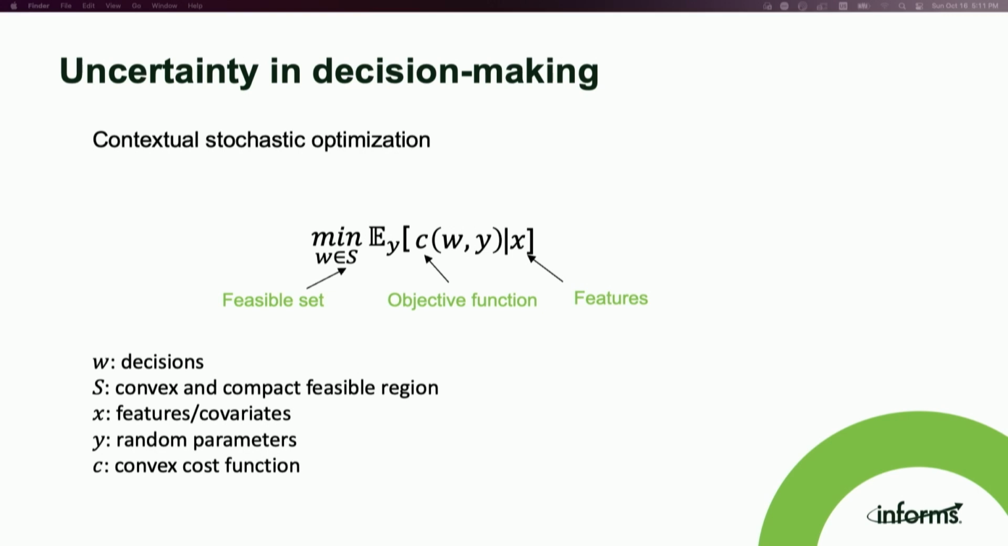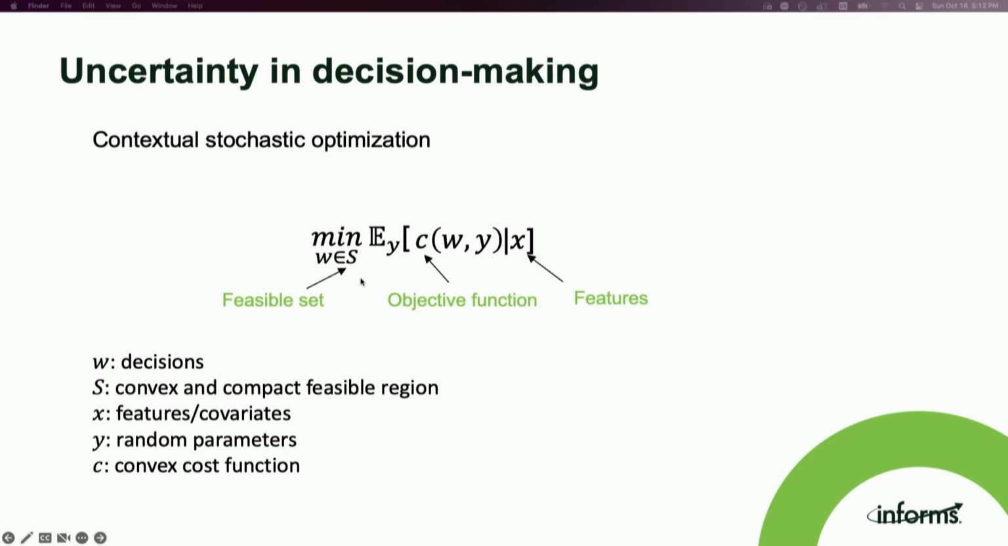We intend to solve this contextual stochastic optimization problem. In this problem, we restrict our decision to a feasible set S. The decision maker aims to minimize an objective function C, which depends on the decision that needs to be made and the random parameter y. The goal is to minimize the conditional expected objective value within the feasible region S.